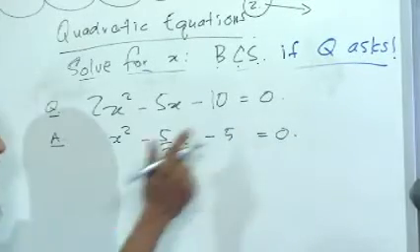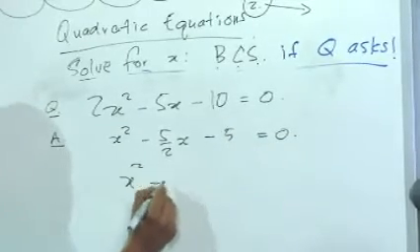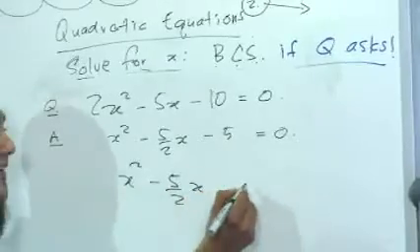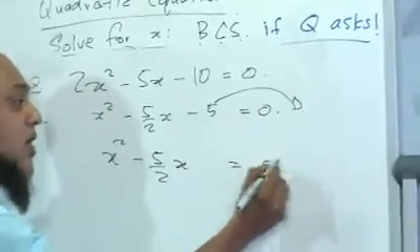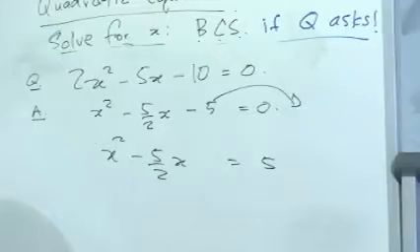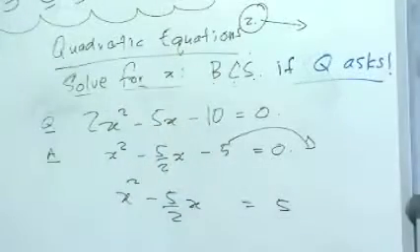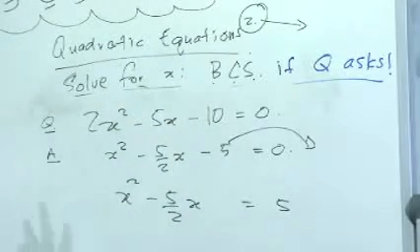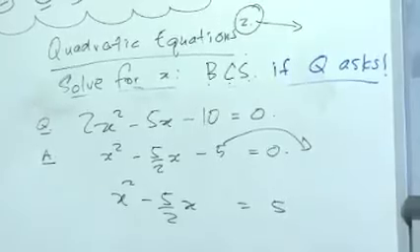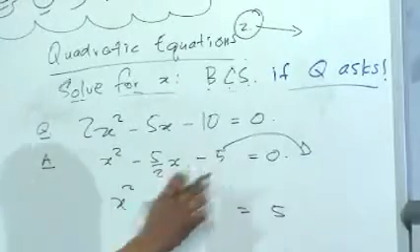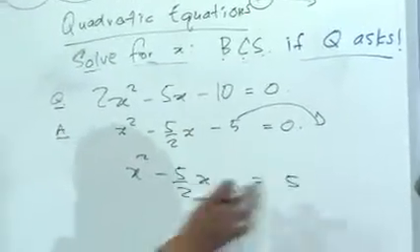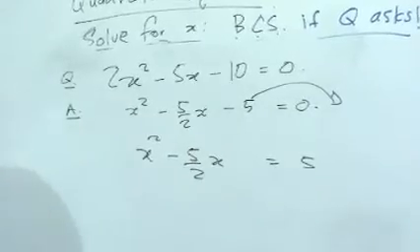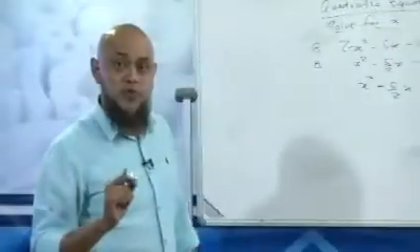Let's take the constant term on the other side. x squared minus 5 over 2 x is equal to 5. We haven't yet completed the square. Okay, boys and girls, we've put up this problem with the coefficient in front of x squared. So now we divided everything by 2 and we got our constant term on the other side. We haven't yet completed the square. Now we start completing the square.